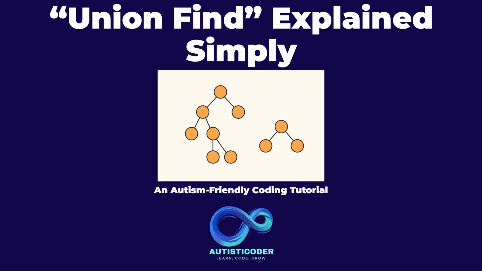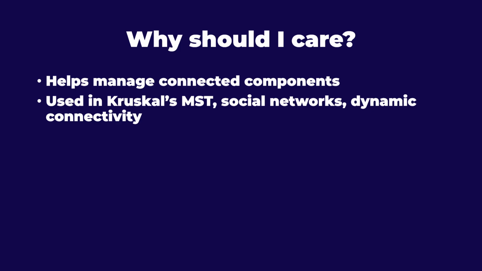Today we're talking about union find, also known as Disjoint Set Union, a powerful data structure that helps you quickly figure out what's connected to what. Some problems are easier when you know what's connected. Union find helps with that, especially when things change often. It's used in graphs, social networks, and even recommendation systems.